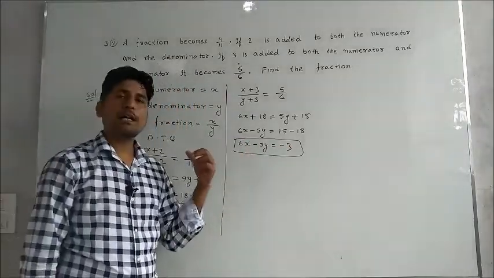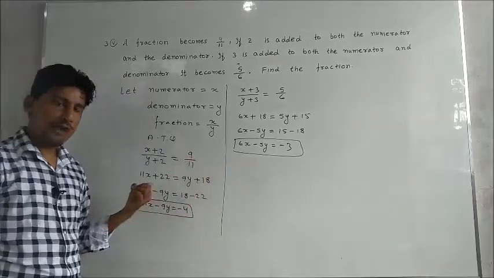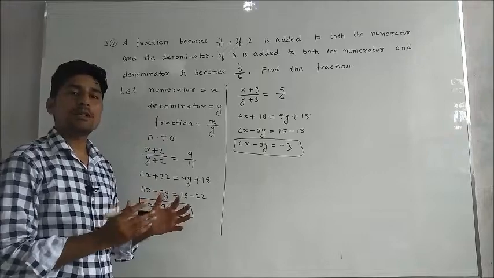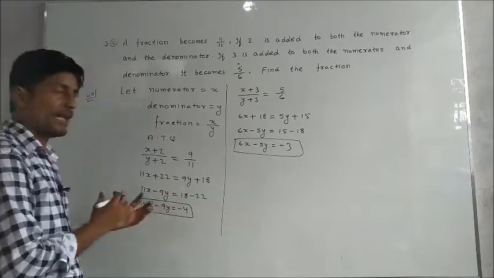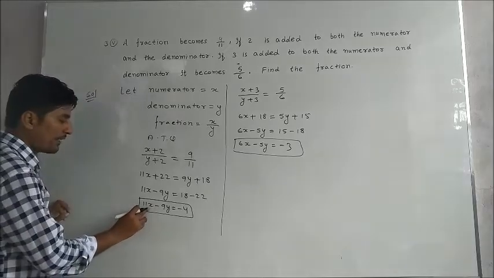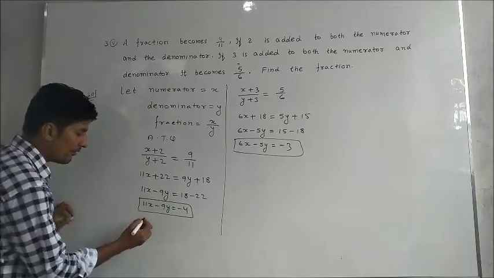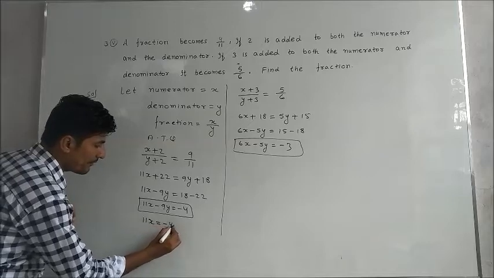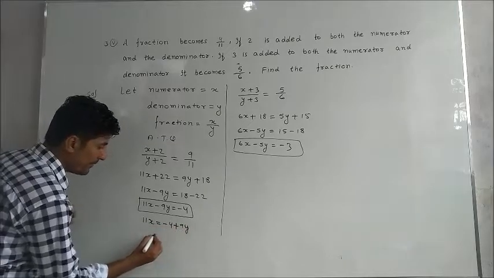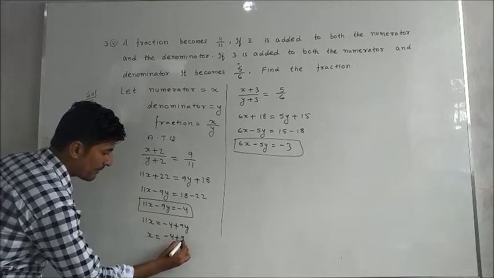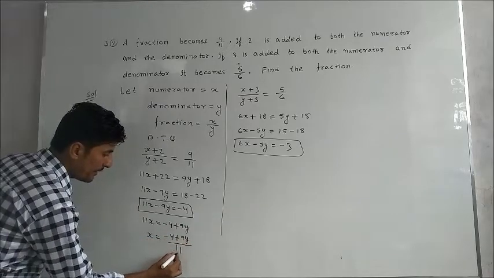After getting both the equations, now we have to find out the value of x and value of y also by using the previous method. Whatever I explained in the previous method, same method I am going to use here also. Here we will find the value of x in terms of y. So let us see here. 11x will be equals to minus 4 plus 9y. Hence, x will be equals to (minus 4 plus 9y) upon 11.